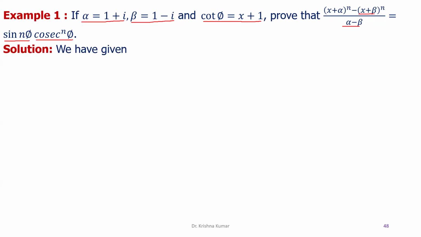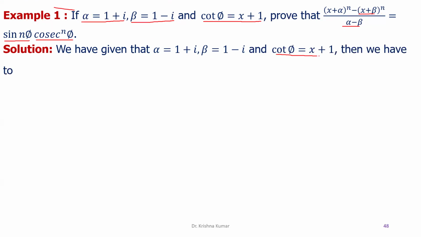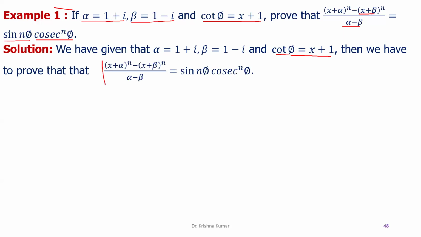Now let us try to solve this question. We are given that alpha is equal to 1 plus i, beta is equal to 1 minus i, and cot phi is equal to x plus 1. Then we have to prove that (x plus alpha)^n minus (x plus beta)^n upon alpha minus beta is equal to sin n phi into cosec^n phi. So if you want to prove this result, let us take the left hand side.